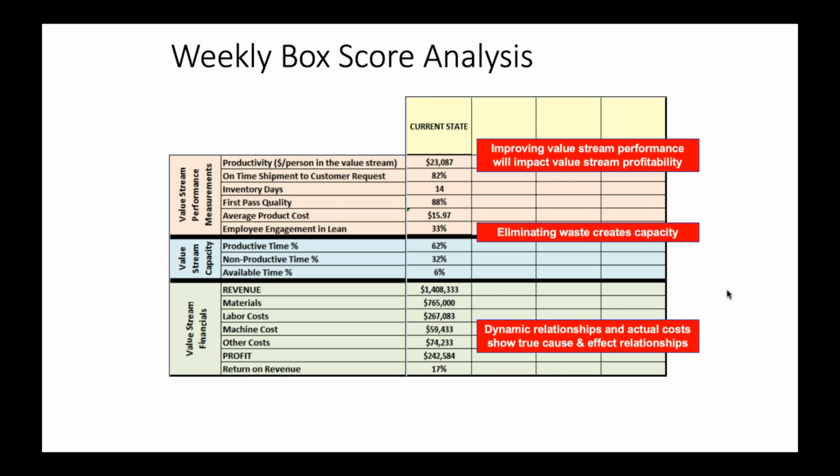And as I mentioned in the previous slide, we want to see that we are eliminating waste, creating more capacity, which shows up as the available time percentage, and then are we employing that available capacity in value-added methods to drive revenue growth. So looking at a box score on a weekly basis, we develop this routine, this thinking habit, and we begin to learn about these relationships and establish valid relationships that are factual in nature.